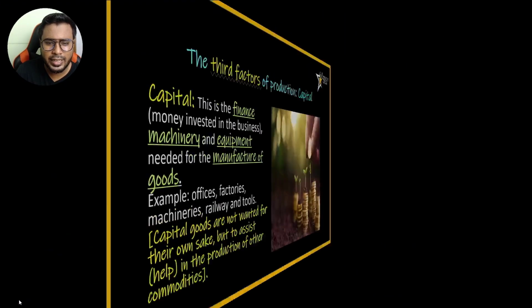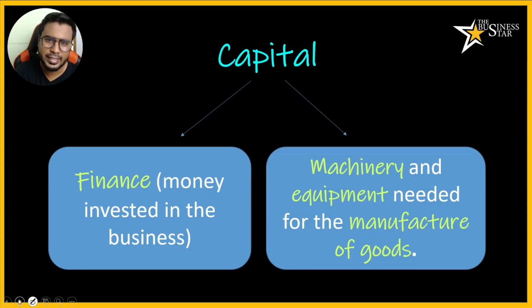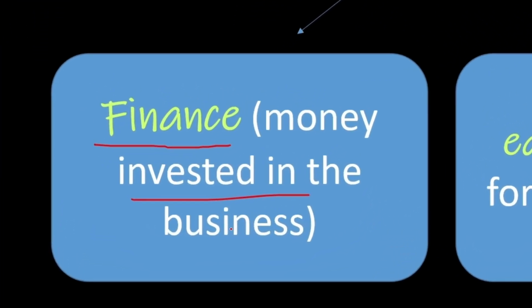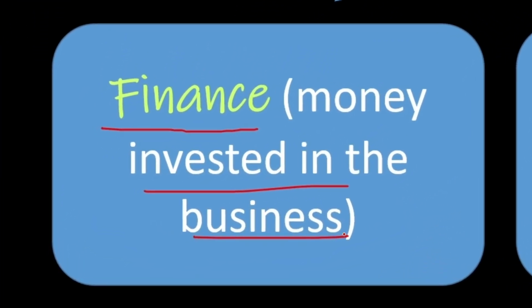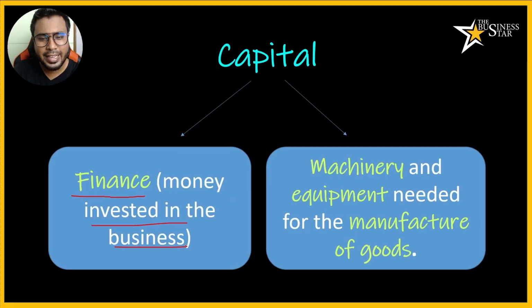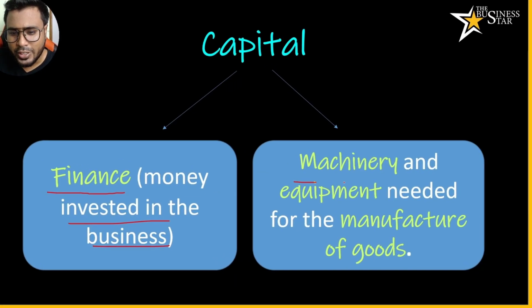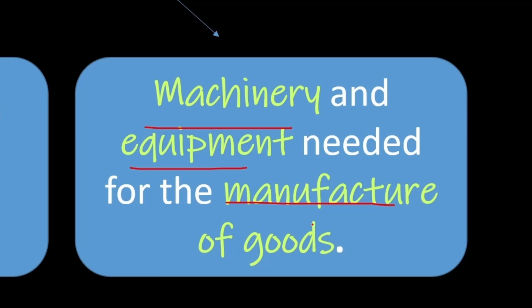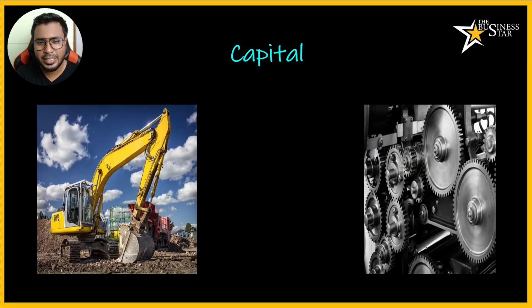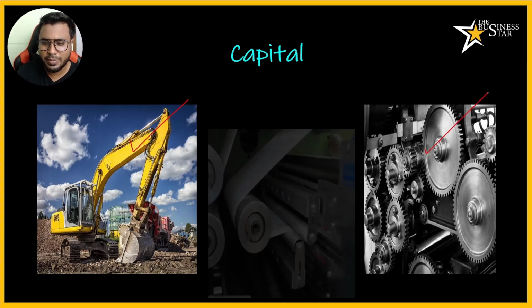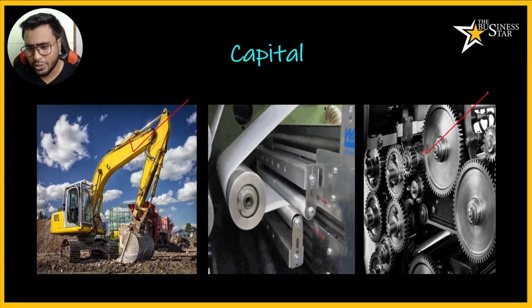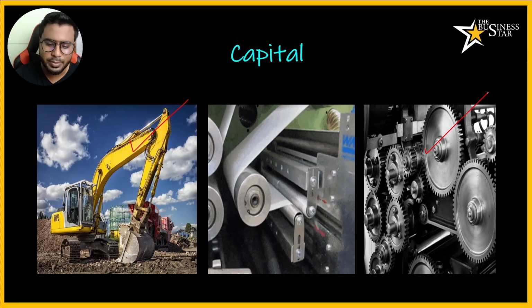So let's look at how we will write this in the exam. Over here, when defining capital, we need to use the word finance, which is the money invested in the business. Basically, it's the money that we're investing in the business, as well as buying machineries and equipment to manufacture goods, right? So let's look at some examples of capital. The first one you see is a tractor. And over here, the second one is a machine. The third one is also a machine, and paper is being produced by this machine.